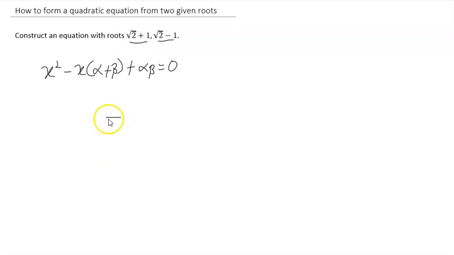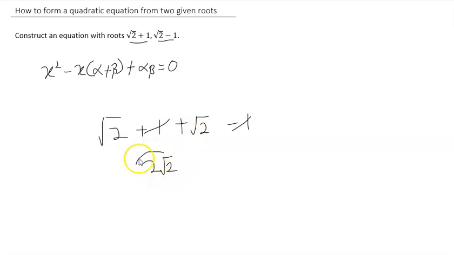So root 2 plus 1, then plus root 2 minus 1. So 1 minus 1 is 0, so that cancels out. Root 2 plus root 2 would be 2 root 2. So it means the sum of our roots is 2 root 2. So we have this here. So let's do the product.